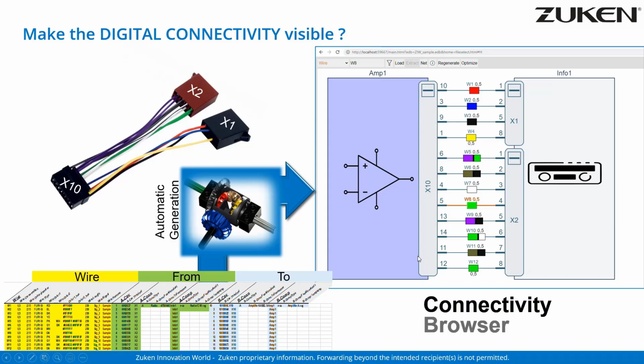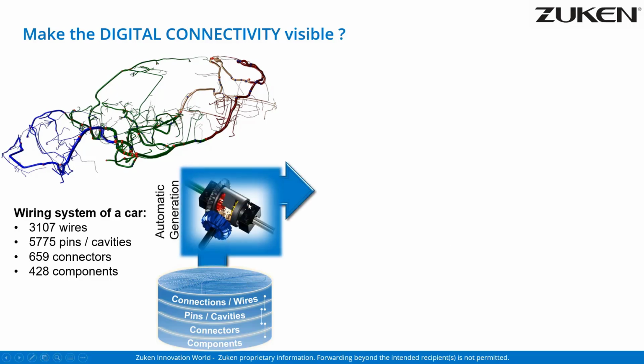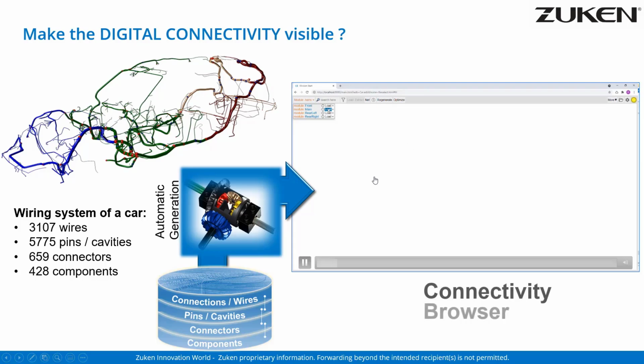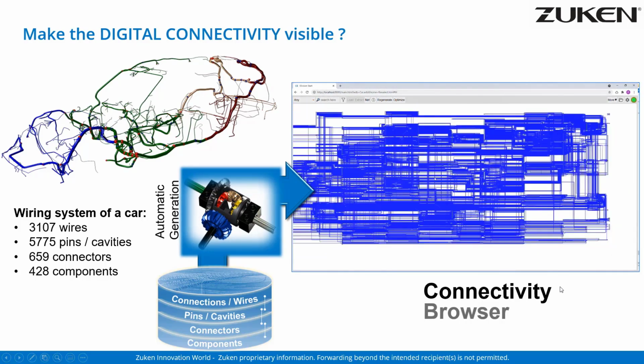So maybe you will say this is not extremely complicated, this is quite simple. I agree, for this small example, yes, it's very simple to do so. However, there are more complex connectivity data models in the real world, like this example with a car, more than 3,000 wires. And this data model can be used here for the automatic generation and create a connectivity visualization just within a second.